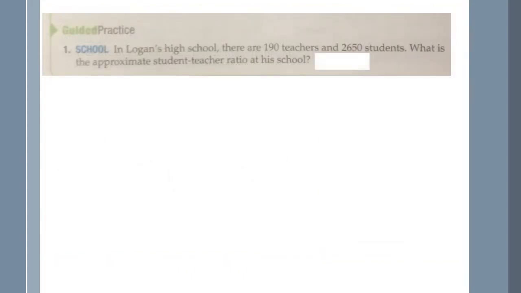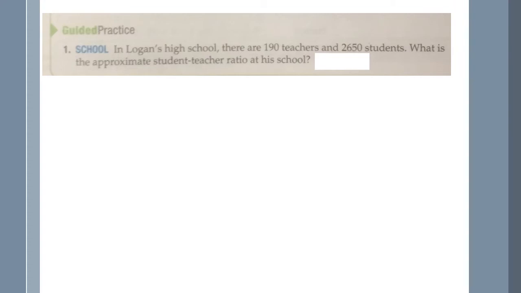In Logan's High School, there are 190 teachers and 2,650 students. What is the approximate student-teacher ratio at his school? Go ahead and hit pause here and try working this out on your own on a sheet of paper. Don't worry, I'll be here when you get back.